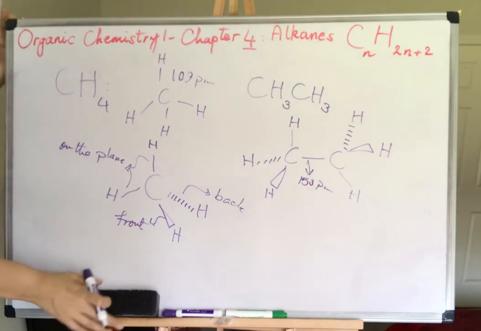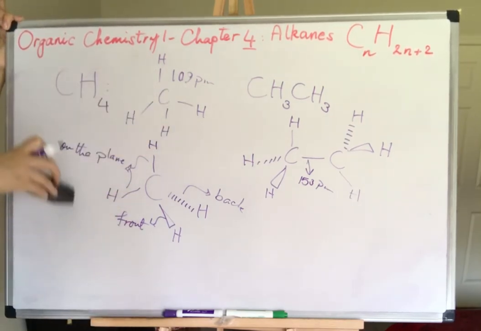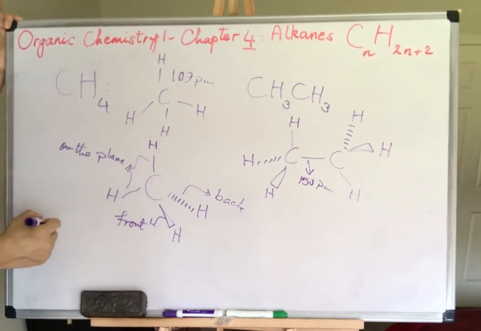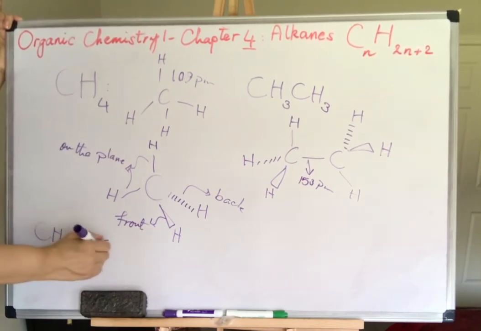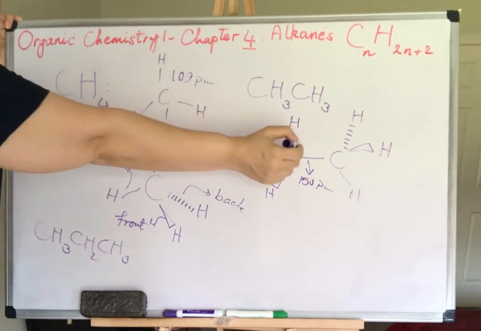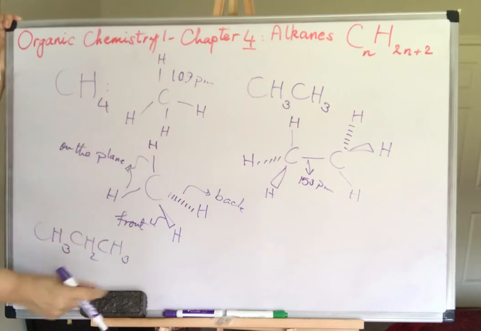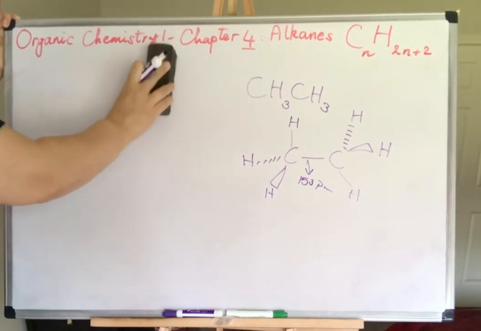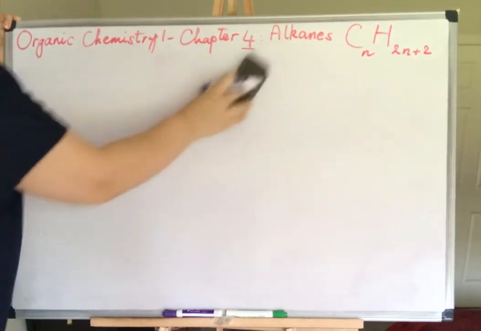So try to draw the 3D structure for propane when you have CH3, CH2, CH3. Try to work based on these. You just need to add one more carbon and 2 hydrogens in the middle, and don't forget the 3D structure. Okay.